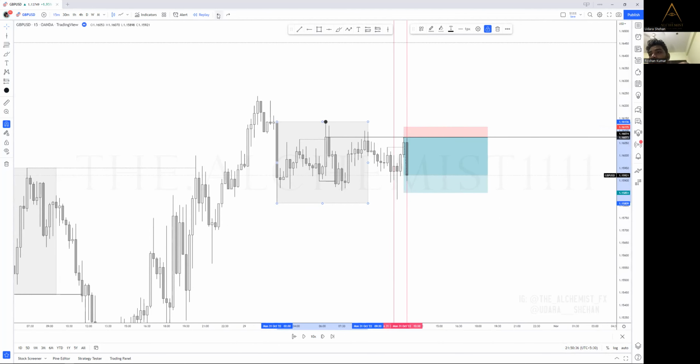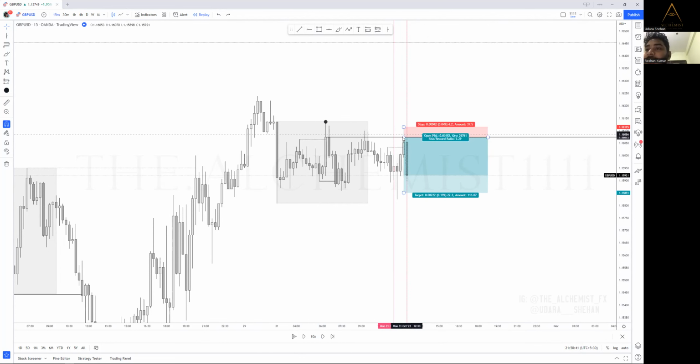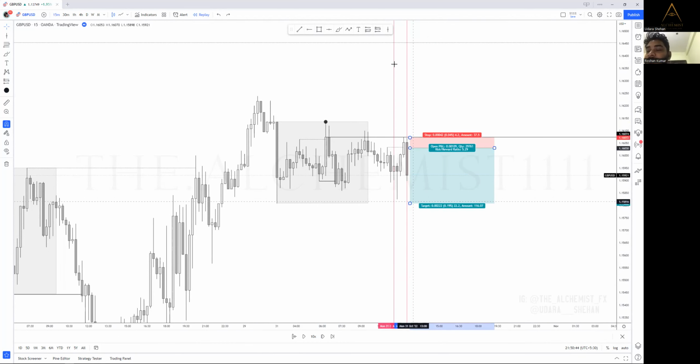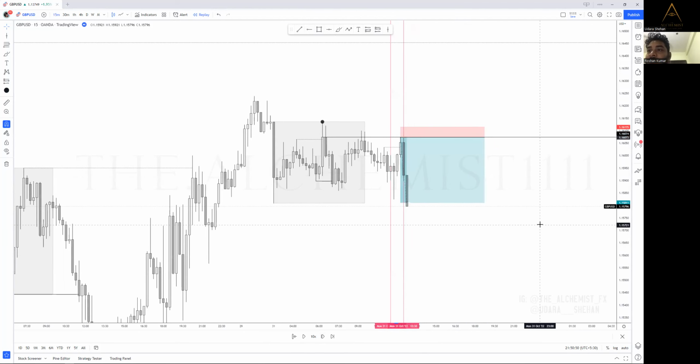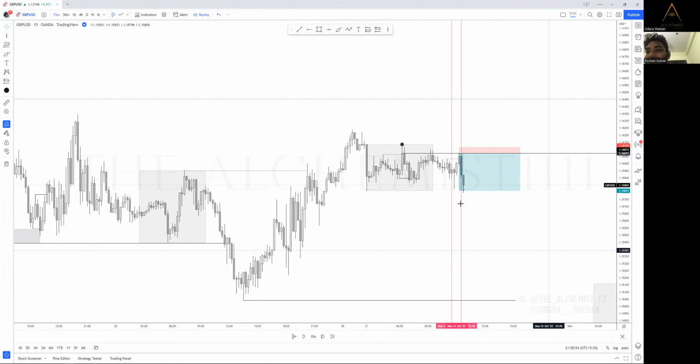Now you see what happened here, right? In between that time of the day, it gives you the mitigation. First target will be what? The Asian low. Second target will be the external range liquidity. Look how quick the move is. Boom, you're done. If you're done with the Asian low, you're done, or else leave the rest for the external range liquidity.